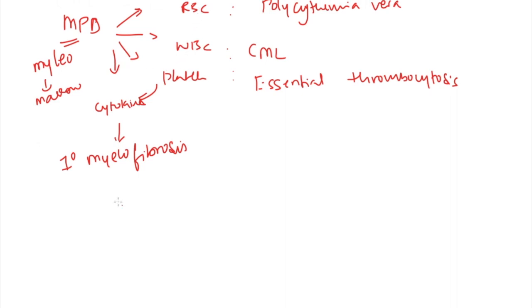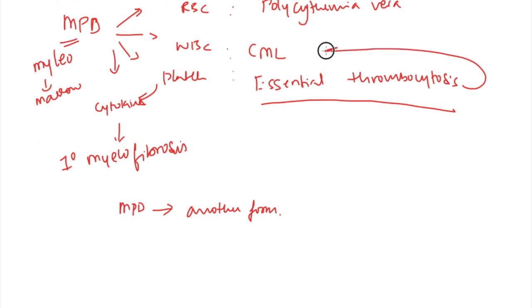One point regarding MPD is that one form of MPD can convert into another form of MPD. What do I mean? If the patient has essential thrombocytosis, he could get converted into CML. Hence it forms a risk factor for the development of CML. So it is an acquired hematological condition. Okay, fine. So that's it.